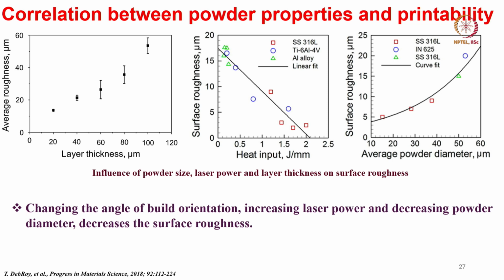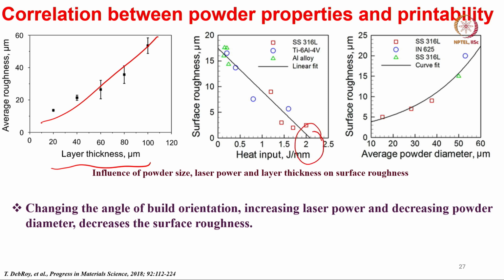Now, correlation between powder properties and printability. Typically, the surface roughness of the as printed structures depends on the layer thickness. As the layer thickness increases, surface roughness also increases. For many engineering applications, surface roughness needs to be contained within 5 to 10 micron. So, there should be consistent effort to reduce the surface roughness, therefore layer thickness must be minimized. The lower the layer thickness, the lower the average surface roughness.